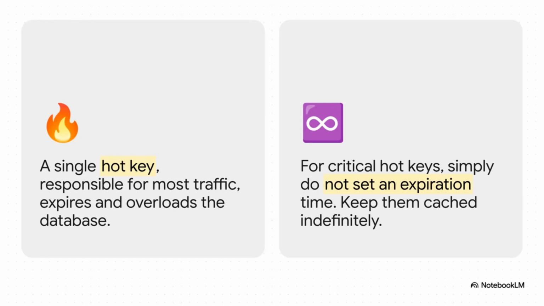And the solution for this one? Well, it's kind of beautifully simple. If you have a piece of data that is so important, so hot, that your whole system depends on it, just don't set an expiration time for it. Period. Make it a permanent part of your cache. You can still have a process to update it when it changes, of course, but you never, ever let it disappear because a timer ran out.